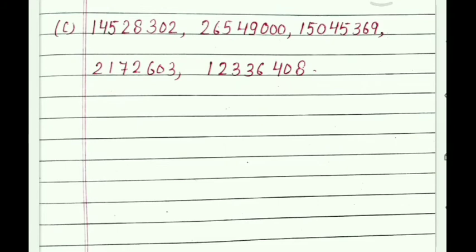Okay. So now check here which one is coming. Here the crore place digit is 1. Here the crore place is 2. Here is 1. And here the crore place is 1. You can see 1 is less than 2. So which one will be more, meaning the biggest number? 2,65,49,000.